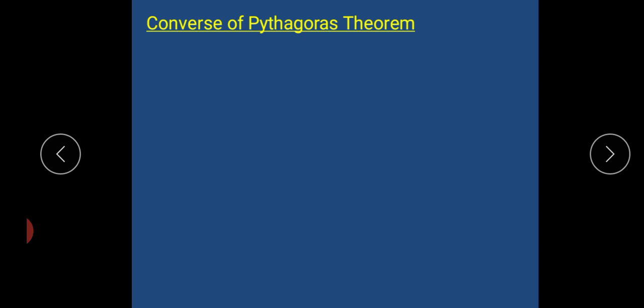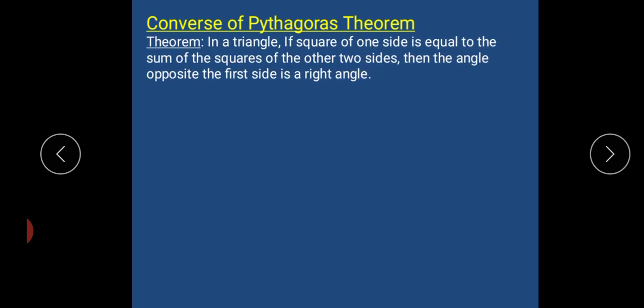This is a relatively very easy theorem. Let's go to the statement of the theorem. In a triangle, if square of one side is equal to the sum of the squares of the other two sides, then the angle opposite the first side is a right angle. Exactly the converse of the Pythagoras theorem.